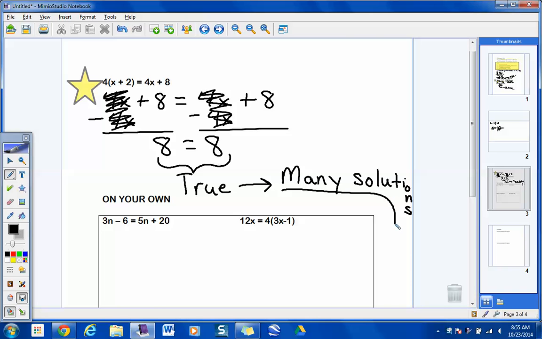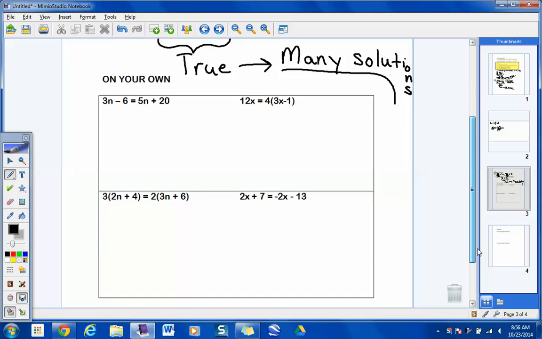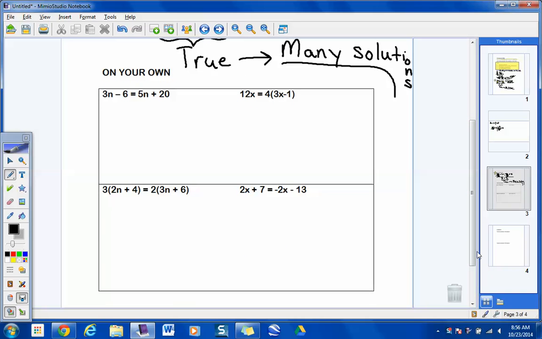Many solutions, okay? So, here's what I'd like you to do for about the next 5 minutes. First of all, any questions so far? If you can get one solution, I want to know what the solution is. So don't just say there's one solution. If you get one solution, tell me what it is, like x equals 7 or x equals 19.